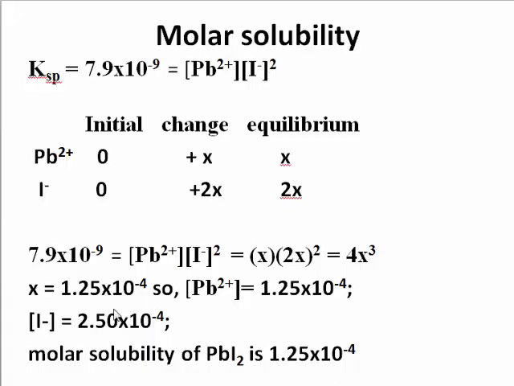Now, as always, we need to remember what x means. And we can see that this is the lead concentration. Note that if we were asked the iodide concentration, that would be 2.5 times 10 to the negative 4. Since we are asked for molar solubility, or the concentration of moles of lead iodide dissolved, there's 1 lead per lead iodide, so the molar solubility is 1.25 times 10 to the negative 4.